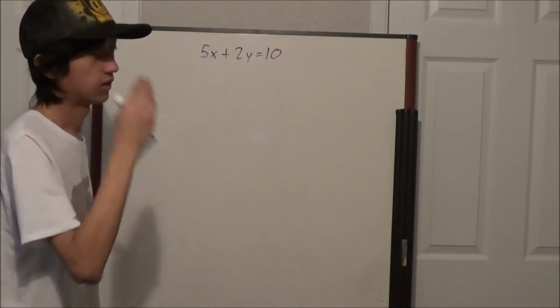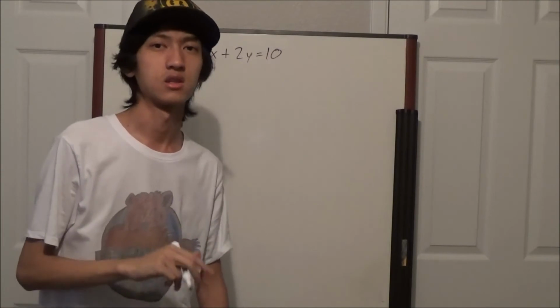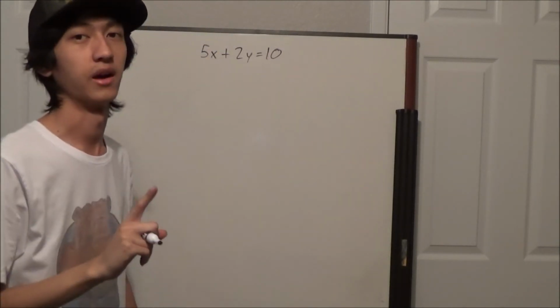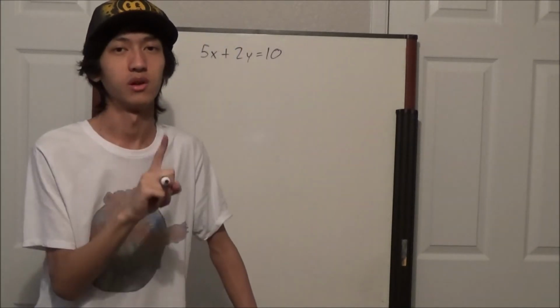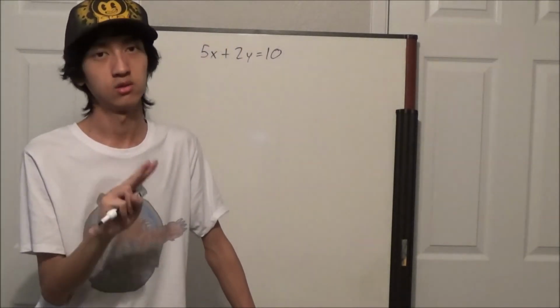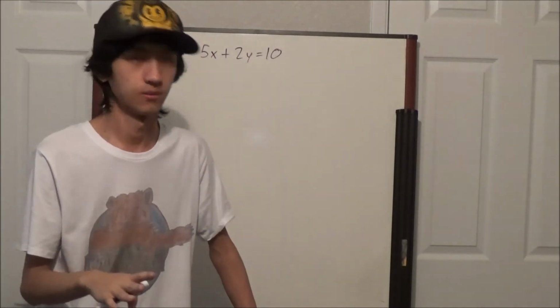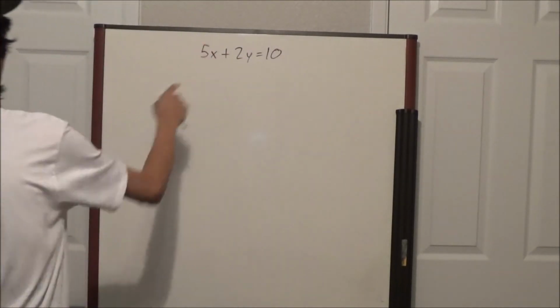Well, to have a function, we're going to solve for y. So when we solve for y, we should only end up with one solution. If you have two solutions, it is not a function. So we're going to go ahead and solve for y.